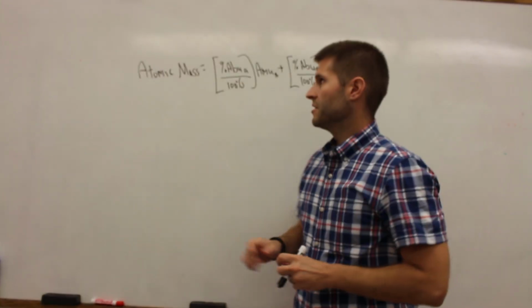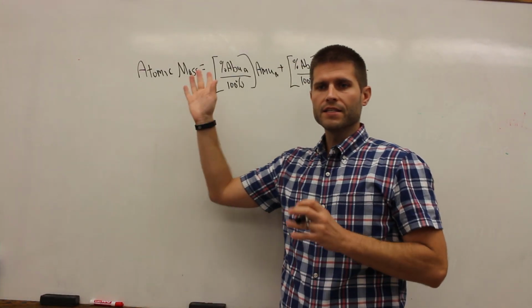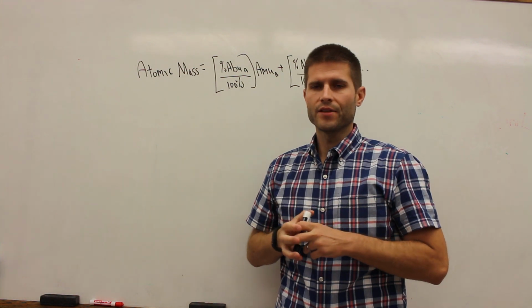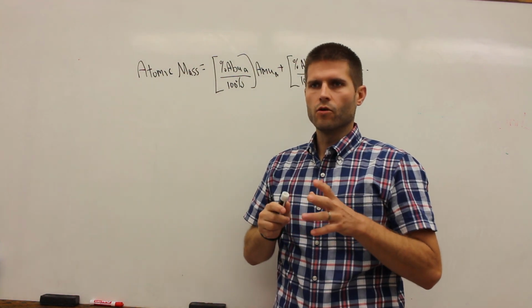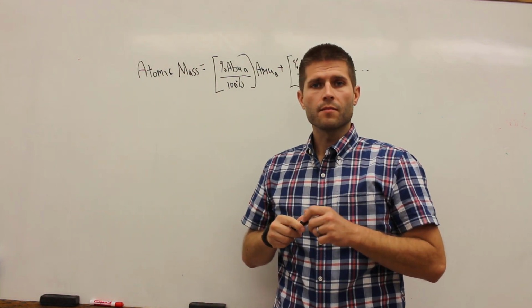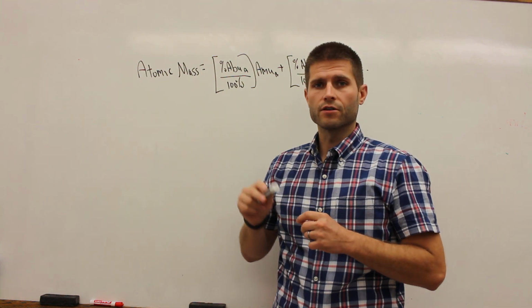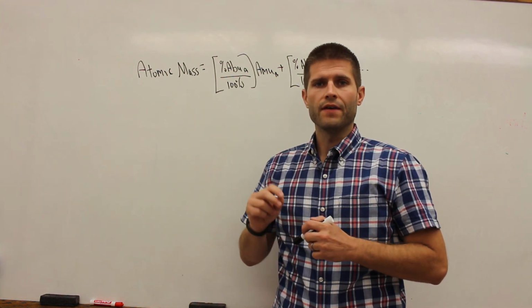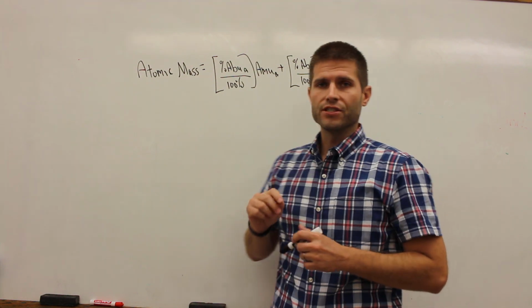Hello, in this video we're going to be talking about the atomic mass. This is the number that's found on the periodic table that has decimal places. So if we take an example of carbon, carbon has an atomic mass of 12.01, and those are going to be in units of AMUs, atomic mass units.